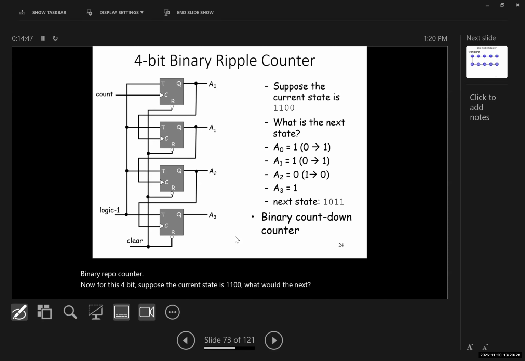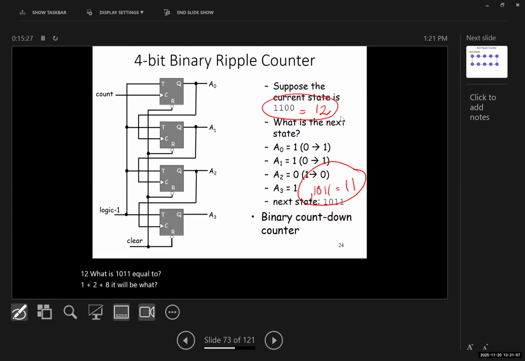So A0 goes from 0 to 1. A1 goes from 0 to 1. So A0 and A1 would be 1, 1. A2 goes from 1 to 0, and A3 goes to 1. What is 1100 equal to in decimal? 12. What is 1011 equal to? 11. What is it equal to? 1 plus 2 plus 8. It will be what? 11. So we went from 12 to 11.